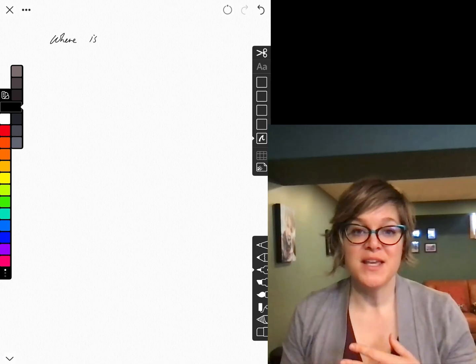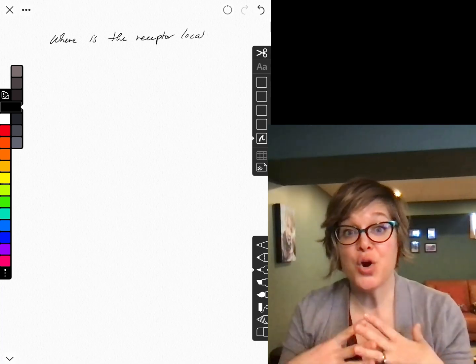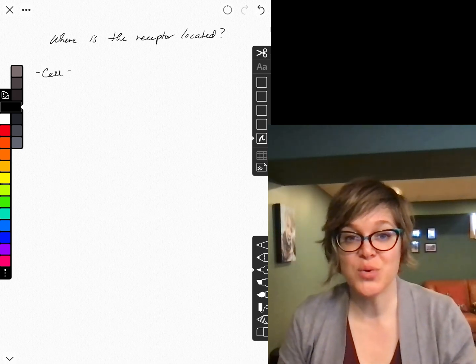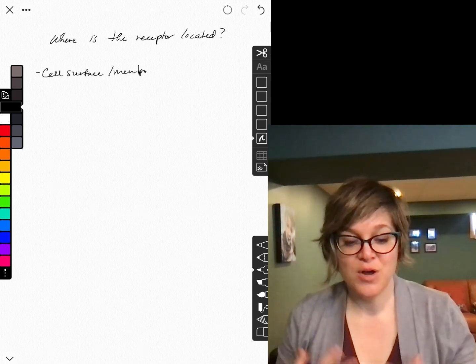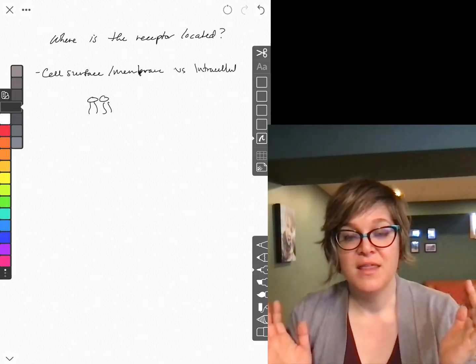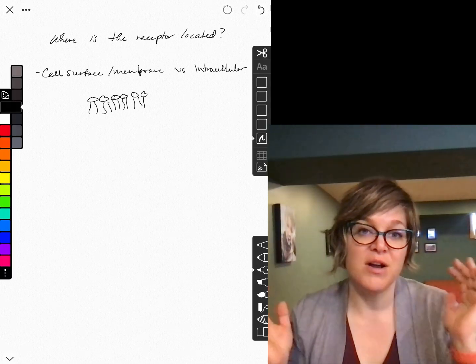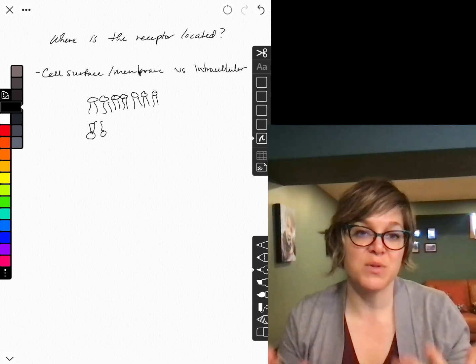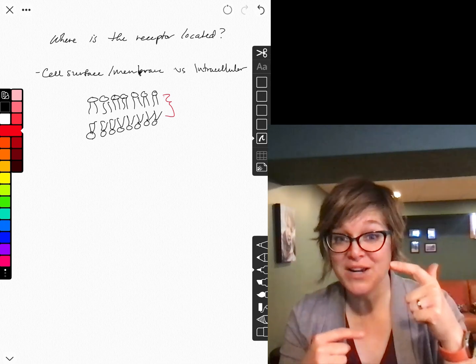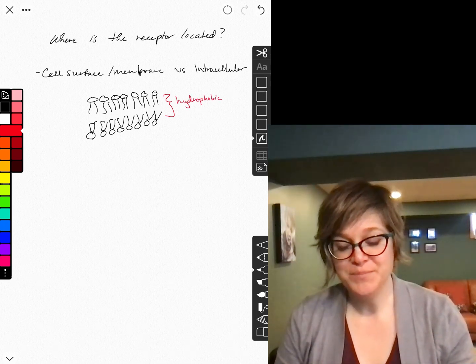In addition to thinking about how far the cells are away from each other when we think about their signal, we have to think about where the receptor is located. And I want you to remember that if we think about a cell membrane, the outsides of the membrane are hydrophilic, that means that they mix with water, and the inside of the membrane is hydrophobic, and that layer is actually much bigger than the outside.